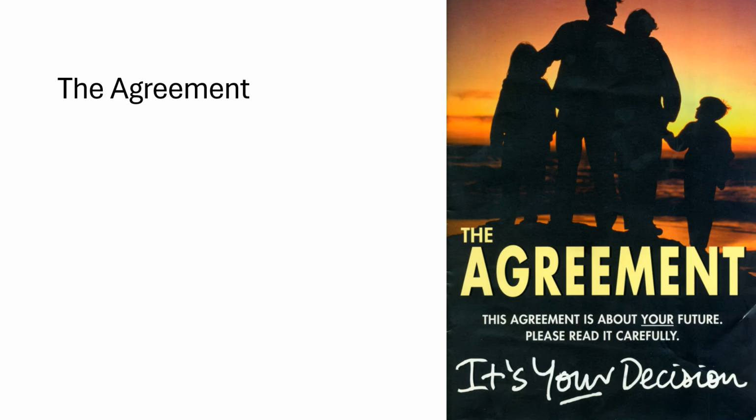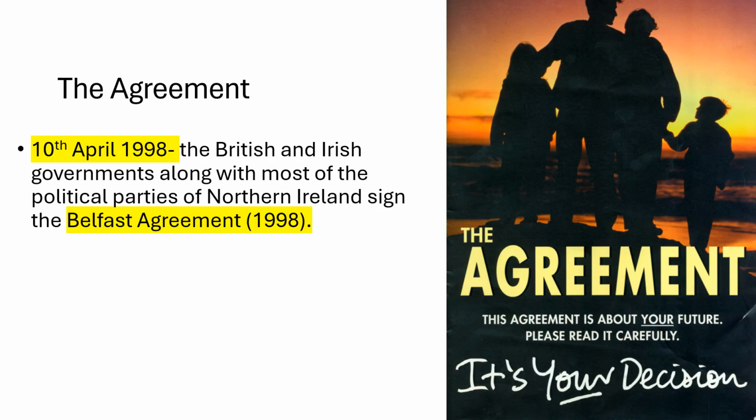Having just talked about George Mitchell's deadline, it's worth pointing out that, as is often the way in Northern Ireland, the deadline is missed. The deadline of the 9th of April was set, but it was not actually met. Instead, on the 10th of April 1998, in the early hours of the morning, the British and the Irish governments, along with most of the political parties from Northern Ireland, managed eventually to sign what is officially called the Belfast Agreement, but is more widely known as the Good Friday Agreement.